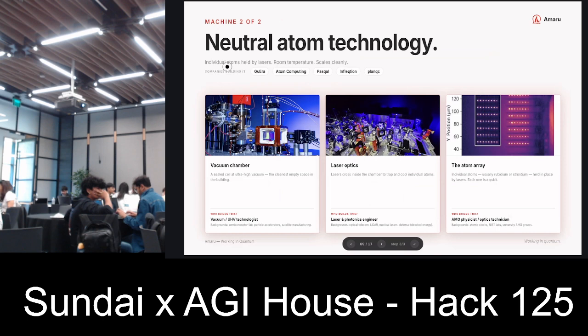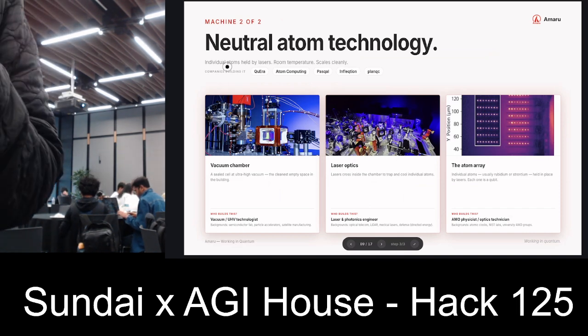The careful version of this, when we talk about room temperature, because sometimes people will say it's more like room temperature: the apparatus doesn't need a dilution refrigerator. The room and much of the hardware can be at room temperature. The atoms themselves are still cooled with lasers, but you don't have that massive chandelier for freezing a chip.